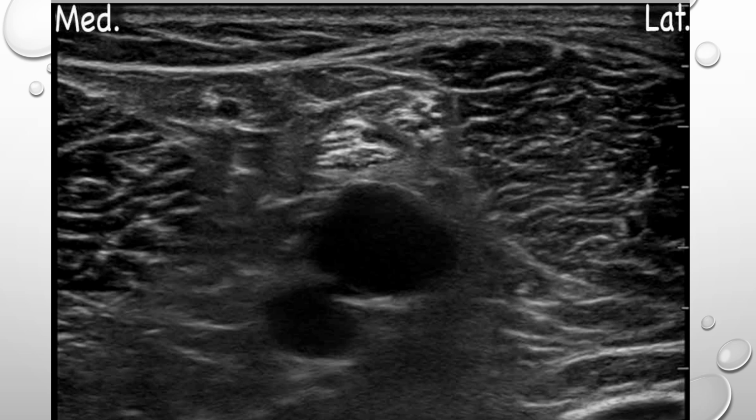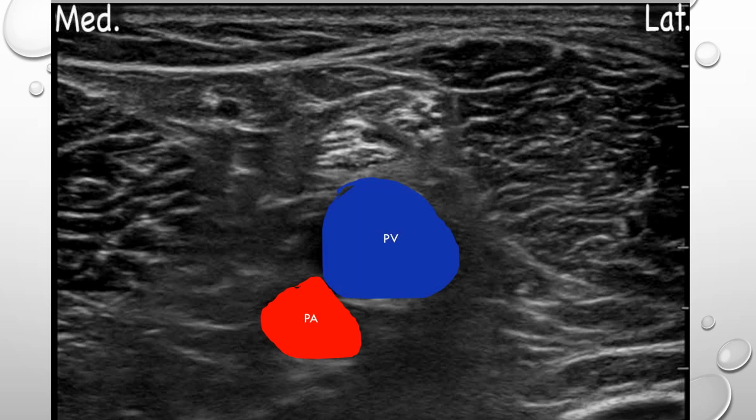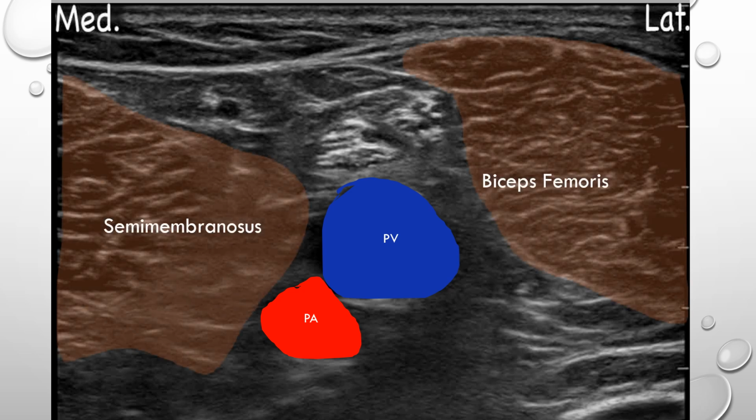When the ultrasound probe is placed at the apex of the popliteal fossa, the popliteal vessels are identified immediately, the popliteal artery being deeper and the popliteal vein superficial. The tibial and the common peroneal nerves are seen superficial to the popliteal vein. They lie sandwiched between the biceps femoris and the semimembranosus muscle.